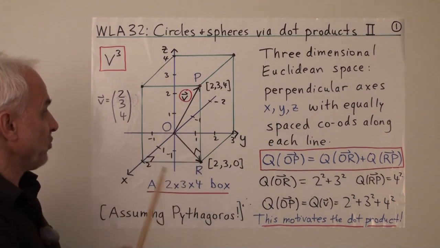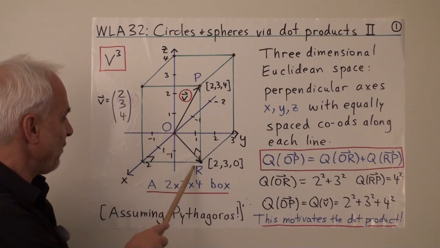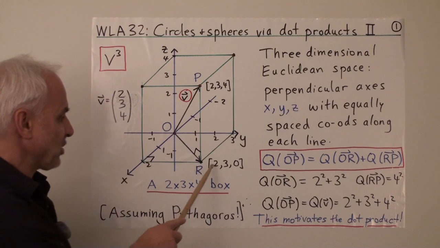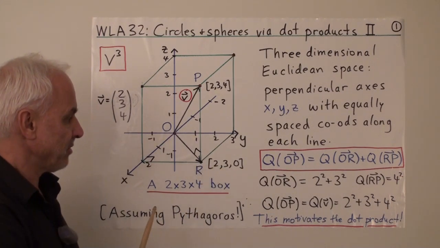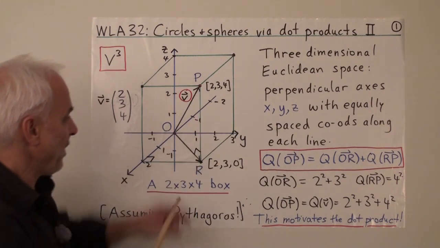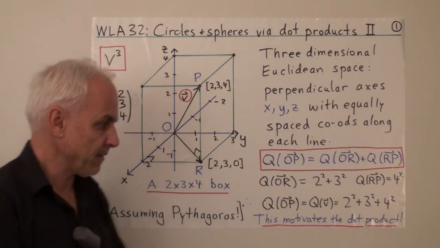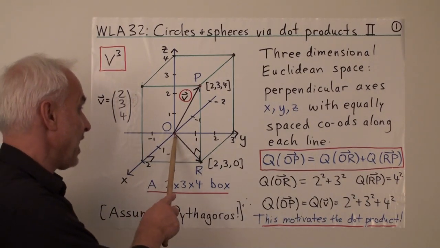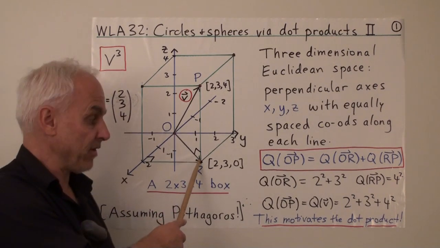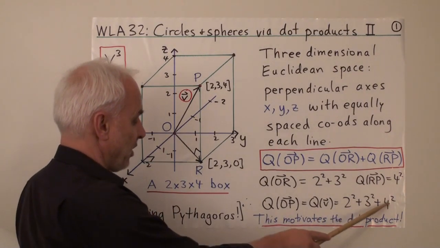Now, in this particular situation, when this is the point 2, 3, 4, then the quadrance of OR, because this is just a planar vector now, we know about that, is going to be 2 squared plus 3 squared. And the quadrance of RP, this vector here, well, that's just 4 up in the z direction, so its quadrance ought to be 4 squared. So we would expect that in this case, the quadrance of OP is going to be this quadrance, which is 2 squared plus 3 squared, plus this quadrance, which is 4 squared, for a total of 2 squared plus 3 squared plus 4 squared.